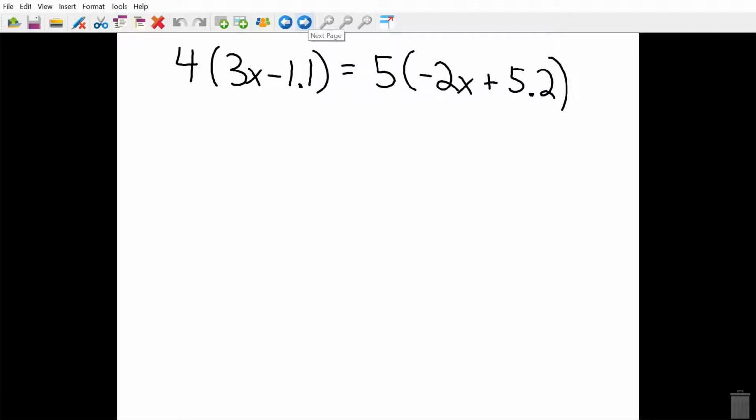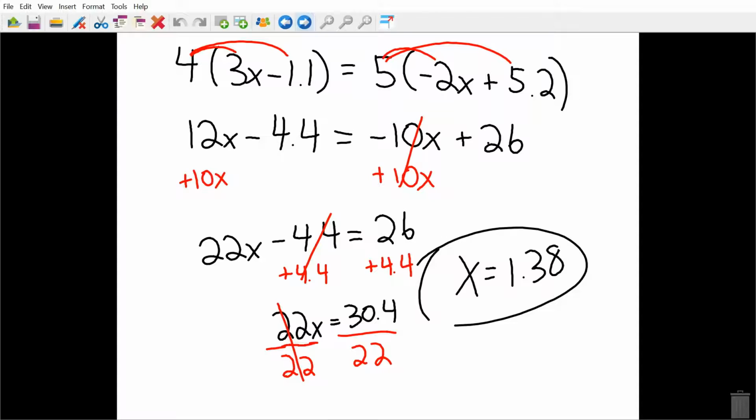4 times (3x minus 1.1) equals 5 times (negative 2x plus 5.2). Please pause and try now. The answer is 1.38. The first step on both sides is to distribute in order to eliminate the brackets. Once you have that, you have 12x minus 4.4 equals negative 10x plus 26.